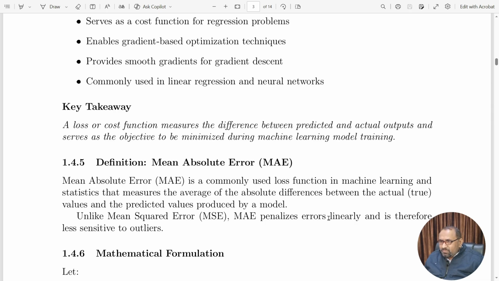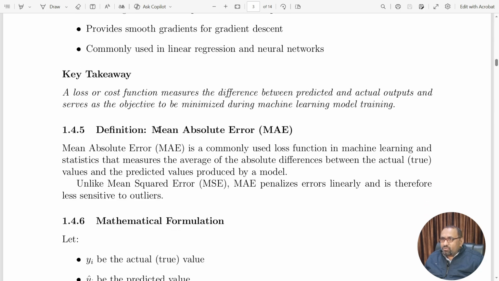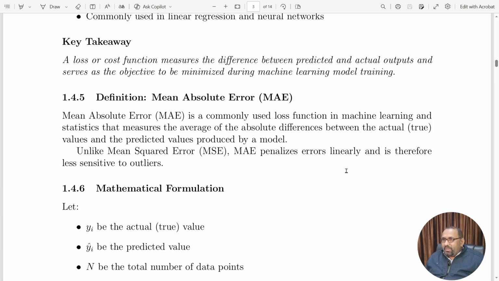Next we have the mean absolute error, usually denoted by MAE. The definition is quite simple. Mean absolute error is a commonly used loss function in machine learning and statistics that measures the average of the absolute difference between the actual true value and the predicted value produced by the model. Unlike mean squared error, MAE penalizes error linearly and is therefore less sensitive to outliers.